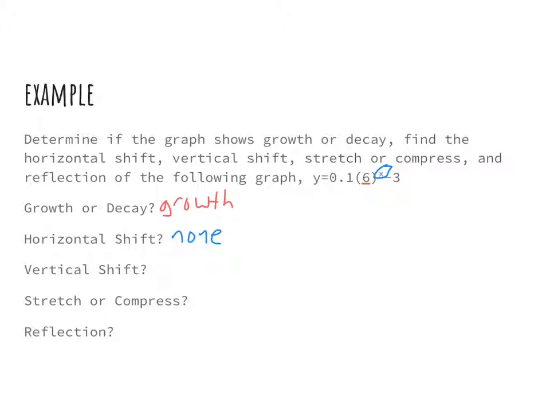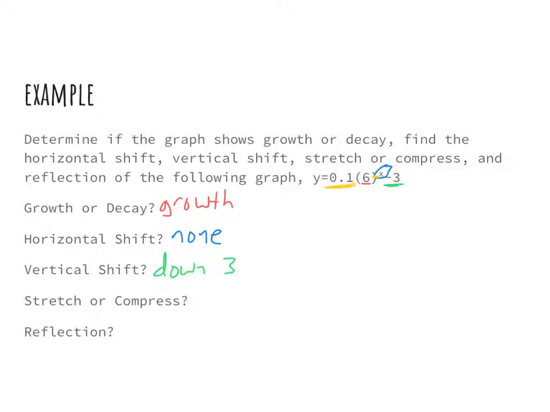There is none. For our vertical shift, we look outside, we're subtracting 3. Again, subtracting means down, and then we're going to move down 3. For a stretch or compress, we look at, are we multiplying the base by anything? Are we multiplying the variable by anything? Okay, the variable doesn't have a number in front of it, so there's no horizontal stretch or compress, but we are multiplying the base by a 0.1.